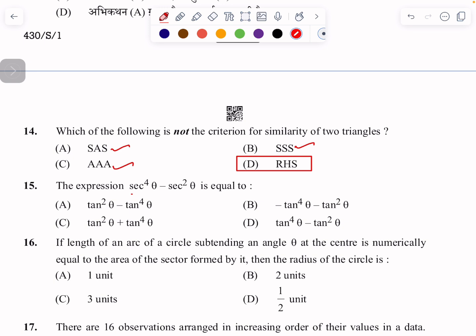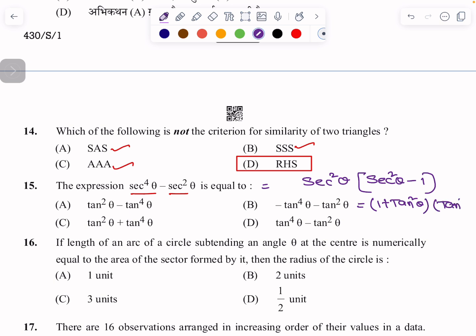The expression sec power 4 theta minus sec square theta, we have to do like this. You take sec square theta as common, right? Sec square theta you take out, so this we can write as sec square theta minus 1. Okay, how can we write this? Sec square theta we can write as 1 plus tan square theta, and sec square theta minus 1 we can write as tan square theta.